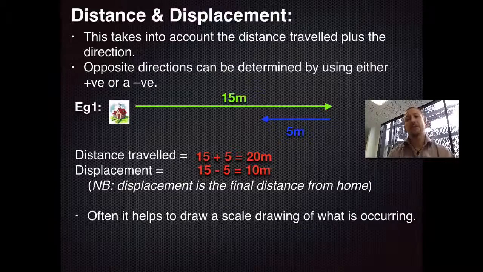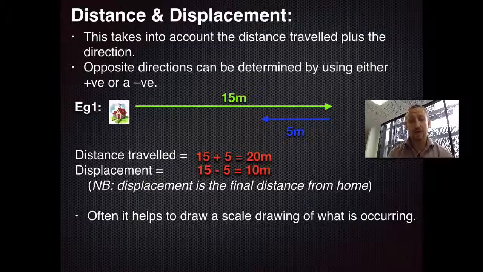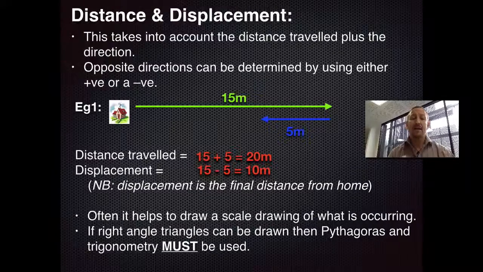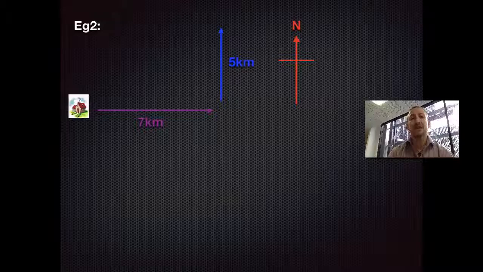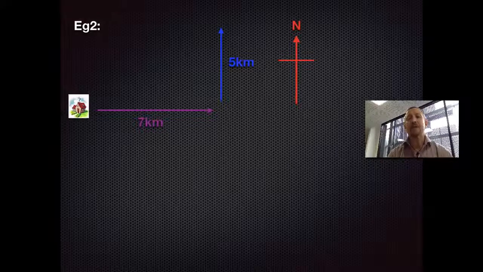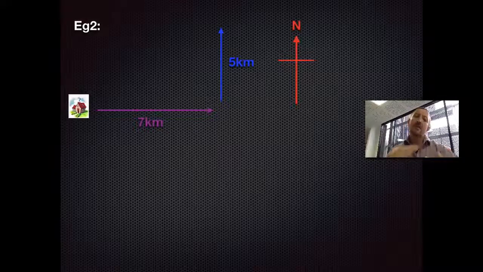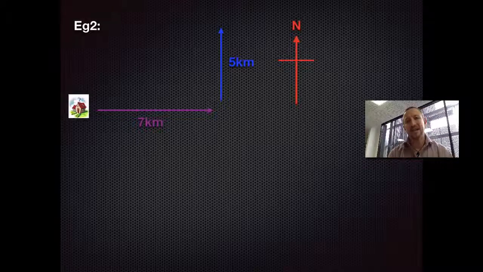Now, this is fine when we're working on a single plane, but it often helps to draw a scale diagram, especially when we're looking at two planes. In this case, we have to use Pythagoras and trigonometry. So let's take the scenario here. I'm starting off at home, and using the compass heading, I'm going to go 7 kilometers east, and then I'm going to go 5 kilometers north. Because they're not on the same plane, I cannot just add them together. I can add the two vectors together, and we'll cross that bridge later on in the course.